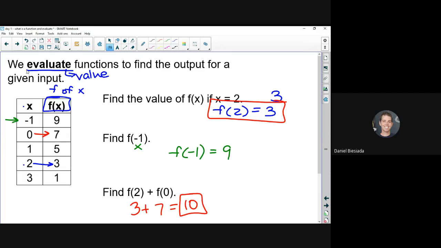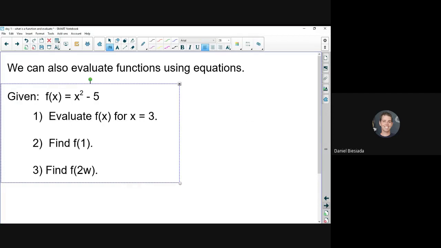We can also evaluate these functions given an equation. And if I take a look at this one, the equation that I'm given is f of x equals x squared minus 5. And we'll be evaluating at a few numbers, and if you look at that third example, at a variable expression.